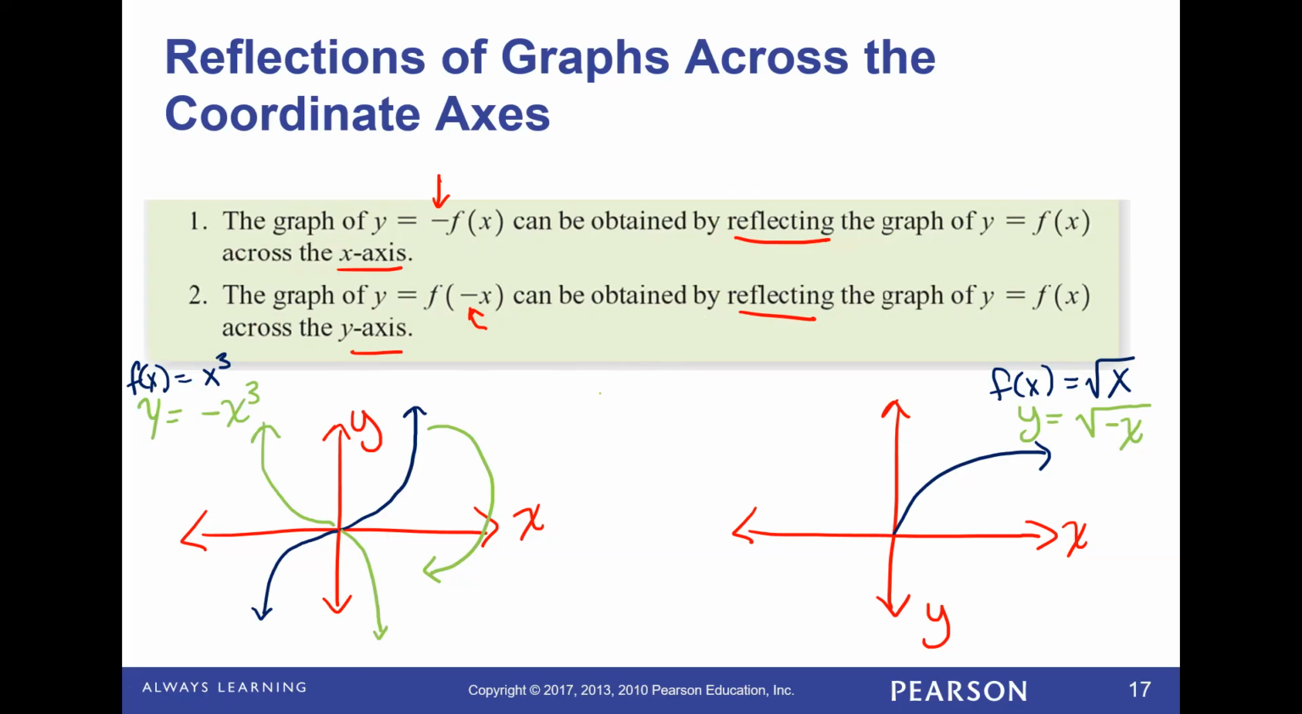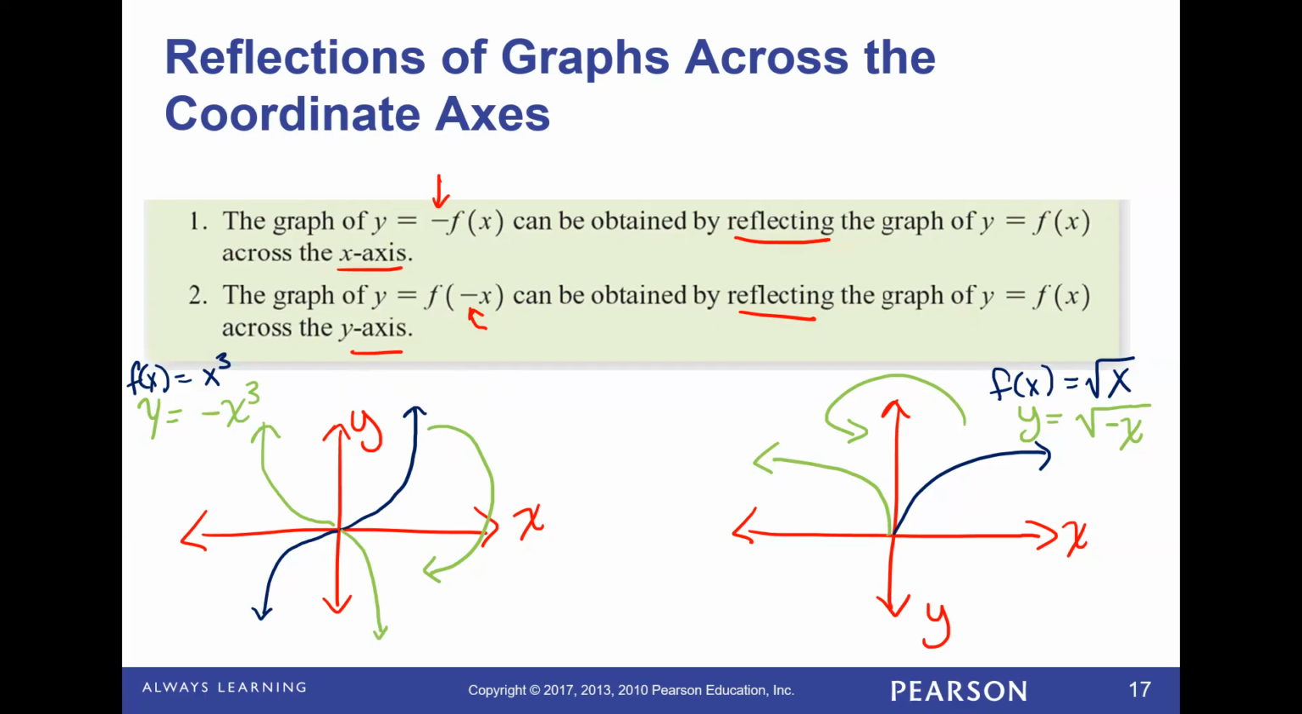What that's going to do is take my graph, the base function that I have of the graph here, and reflect it across the y-axis. So the graph is actually going to look like this. It looks like it's been mirror imaged across the y-axis.